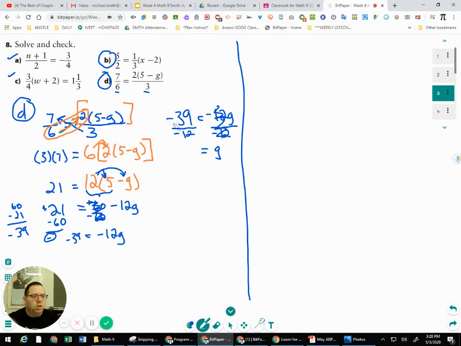Especially teaching algebra. A negative divided by a negative is a positive, and so what are you left with? Positive 39 over positive 12. Now, you can change this. Well, first of all, you can reduce this.